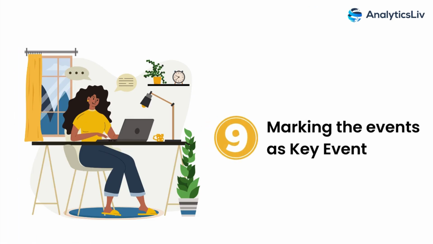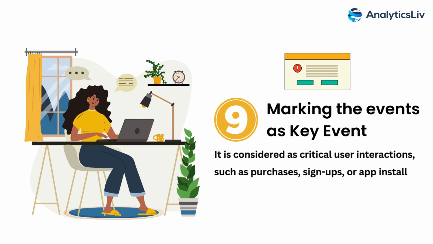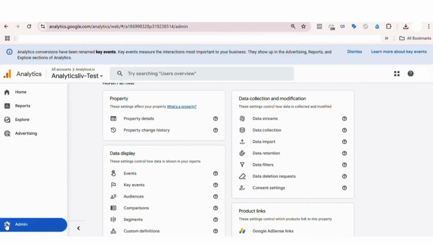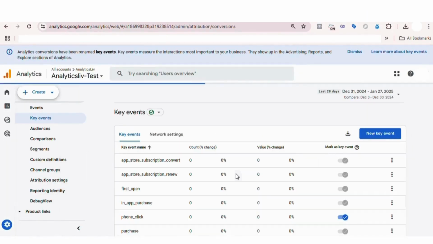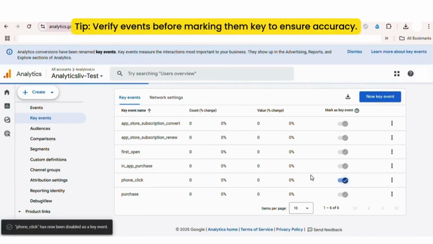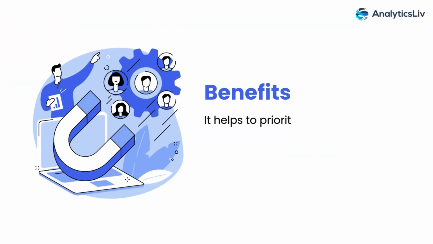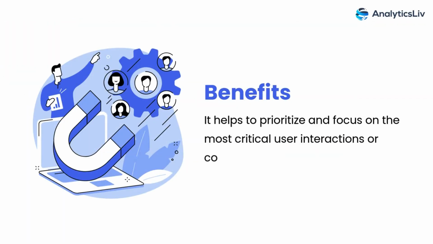Number 9. Marking the events as key events. These are considered critical user interactions, such as purchases, sign-ups, or app installs, used to measure specific business objectives. In the Admin section, Key Events. Here you can mark all the important events as key events. Tip: verify events before marking them key to ensure accuracy. It helps to prioritize and focus on the most critical user interactions or conversions for your business.